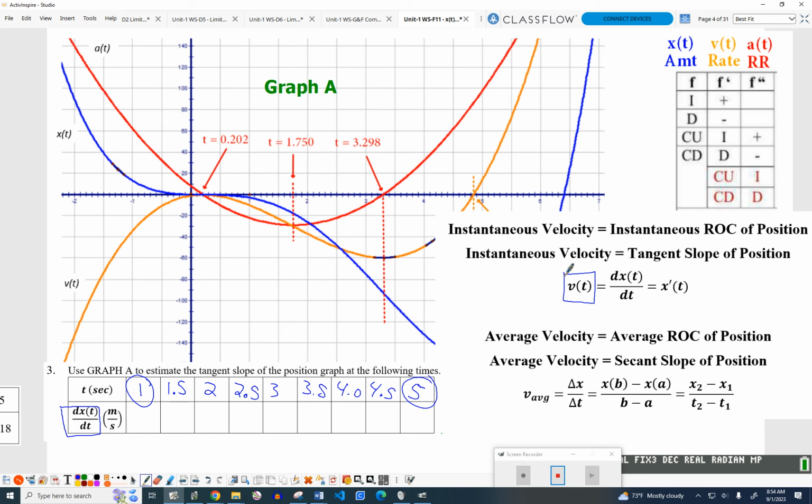I can say, okay, at time 1, here's my velocity graph. That y-coordinate appears to be about -10. That means the velocity at that moment is -10. That's how fast the position is changing at that moment. At that moment, the position wants to move 10 meters that way in the next second. That's what instantaneous velocity means.